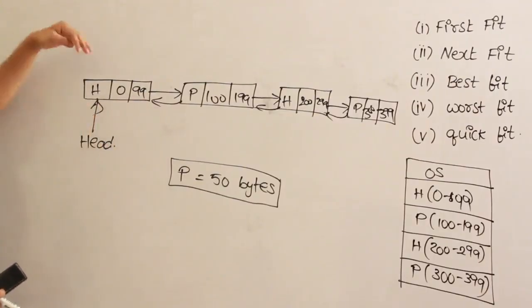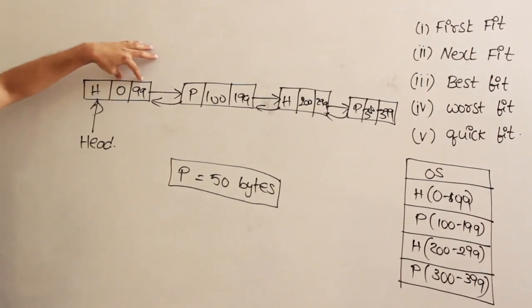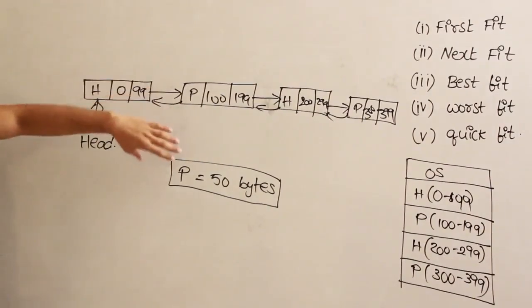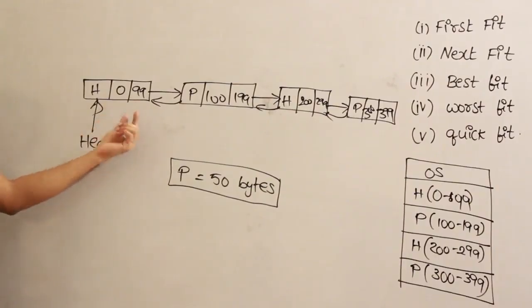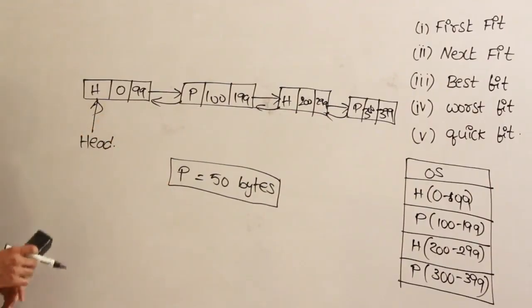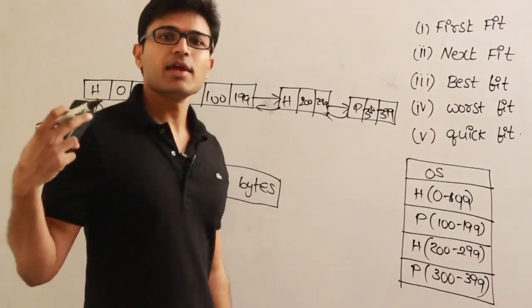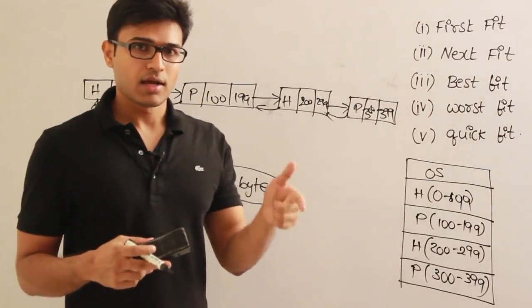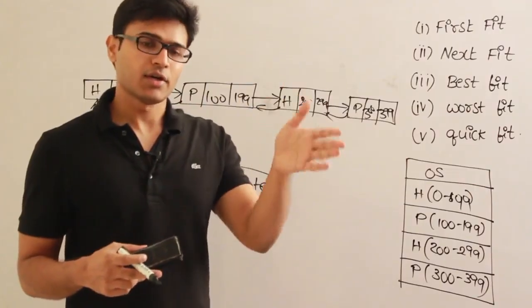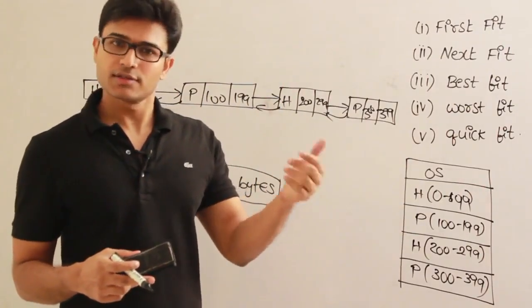Let's see this. When it is scanning the entire list, first it comes across this hole, right? And the size of this hole is 100 bytes, isn't it? So 100 is greater than 50, and it is the first hole which is big enough to hold this 50 bytes, so it will allocate it. That is first fit. So what is first fit? Scan the entire list from the beginning, and whenever you come across a hole which is big enough to hold the process, you give it away.